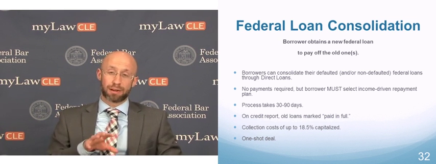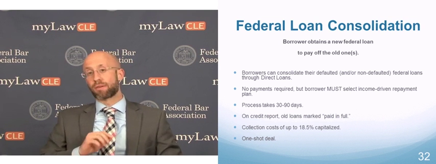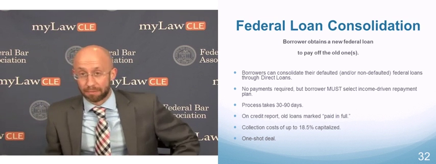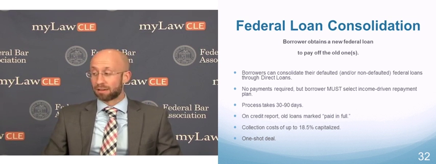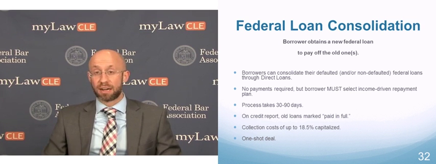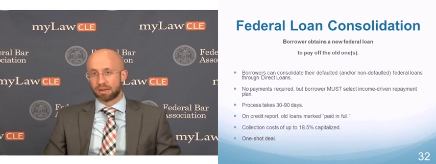However, if you are including any defaulted federal loans in a direct federal loan consolidation, the borrower is required to select an income-driven plan. Now, the fact is, for most borrowers who are in default, income-driven repayment is going to be the best plan for them anyway. So it's not really a penalty so much as it's just a requirement that tends to make sense. But if you were just consolidating non-defaulted loans, then you wouldn't necessarily have to select an income-driven plan. You can get onto any plan you want, any balance-based plans.